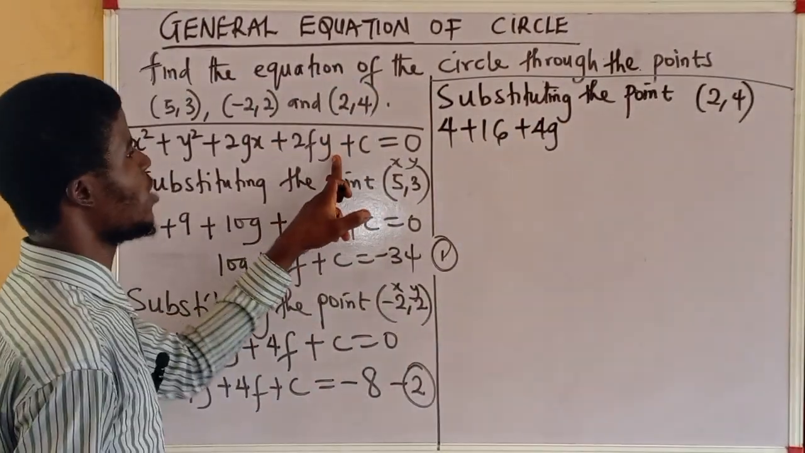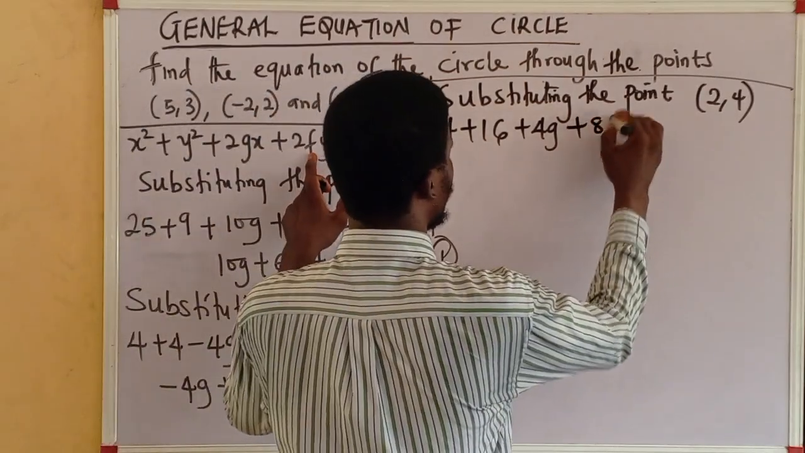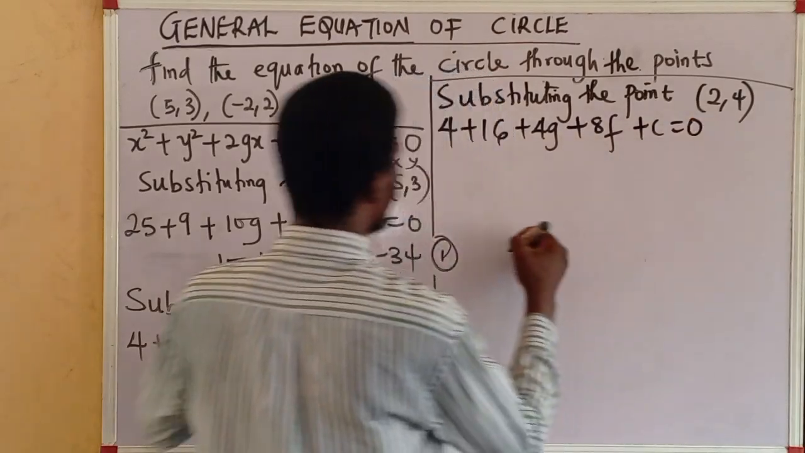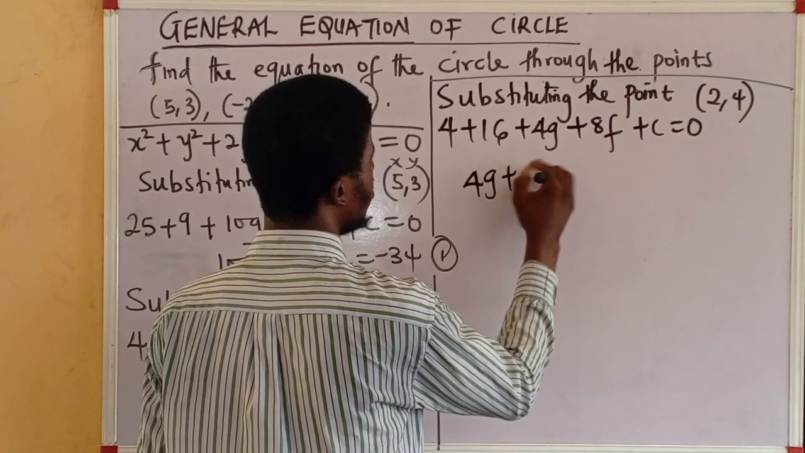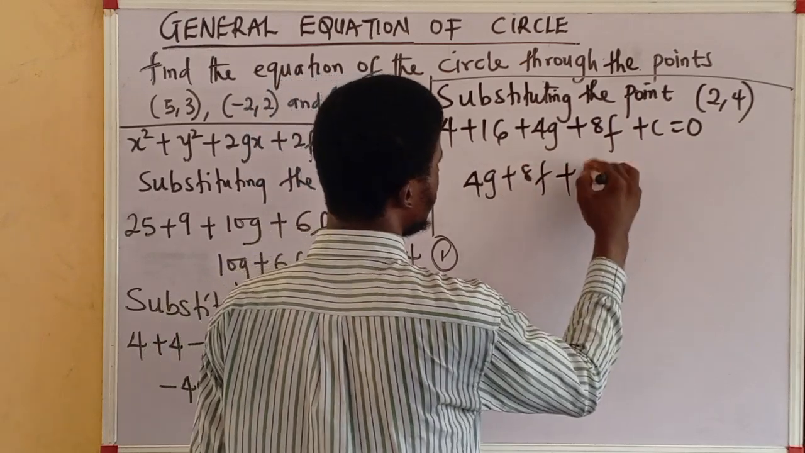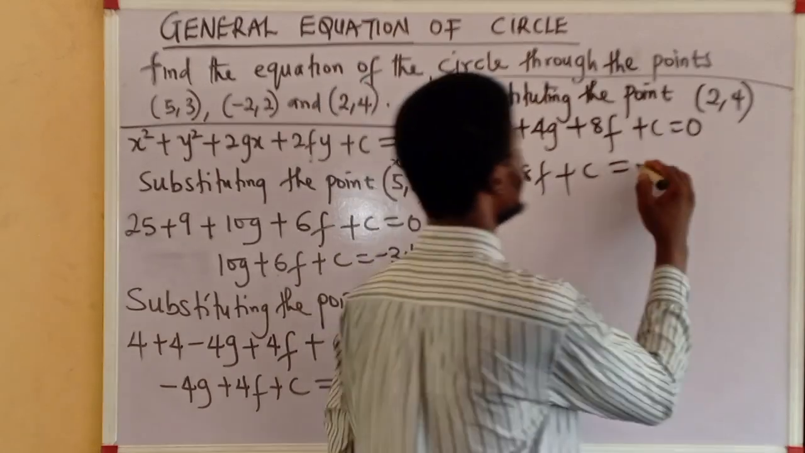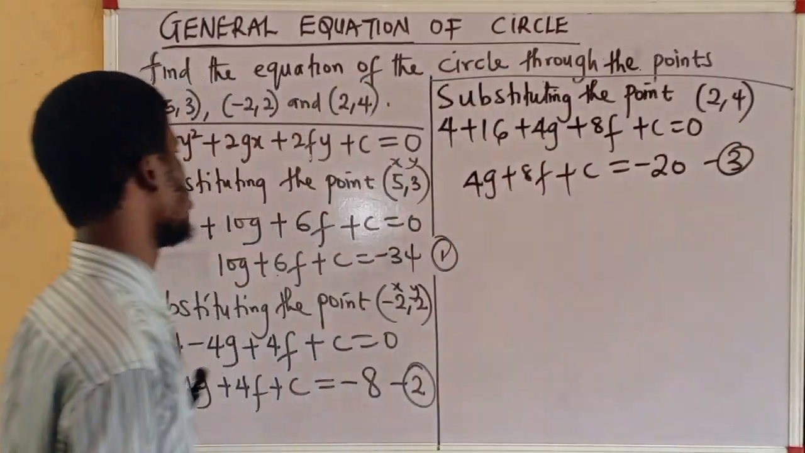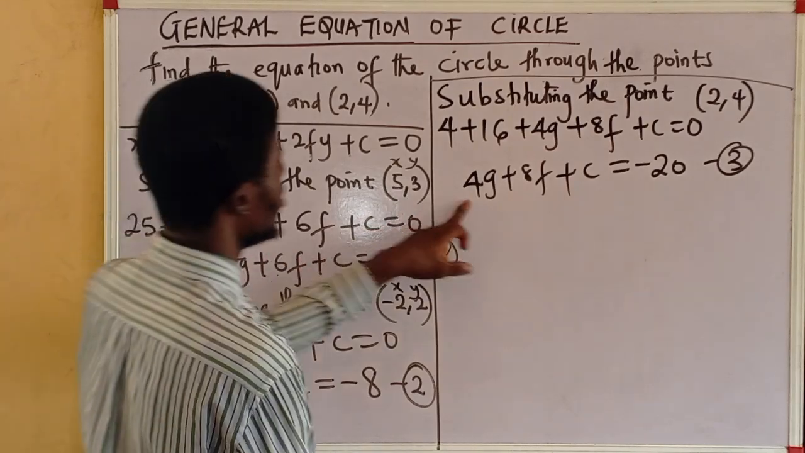All right. y is 4. 2 times 4 is 8, times f, that's 8f, plus c equal to 0. 4 plus 16 is 20. So we have 4g plus 8f plus c equal to, if the 20 crosses to the left, it turns to minus 20. So we have equation 3. All right. So we have equations 1, 2, and 3.